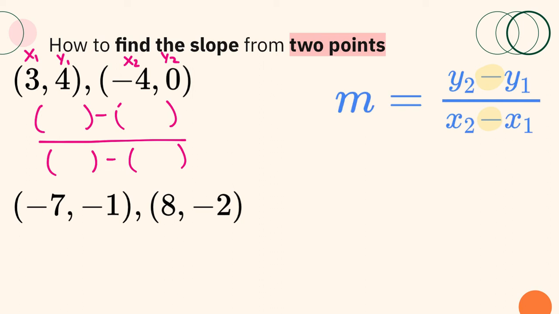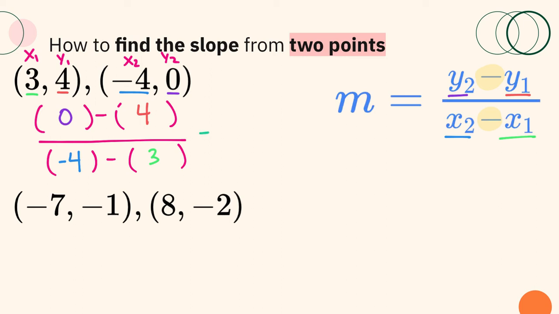So using that information, I'm then going to do y2 first. So my y2 is 0. Then we do y1. y1 is 4. Then I do x2. x2 is -4. And then I'm going to do x1. x1 is 3. And that's how I have defined those numbers. So that's how I decided where to get that information from.